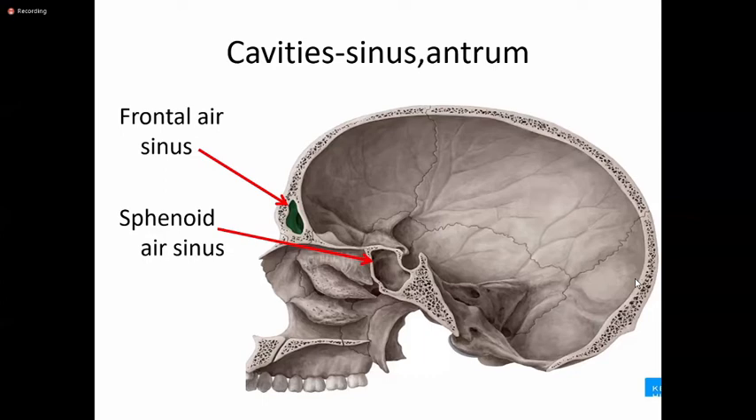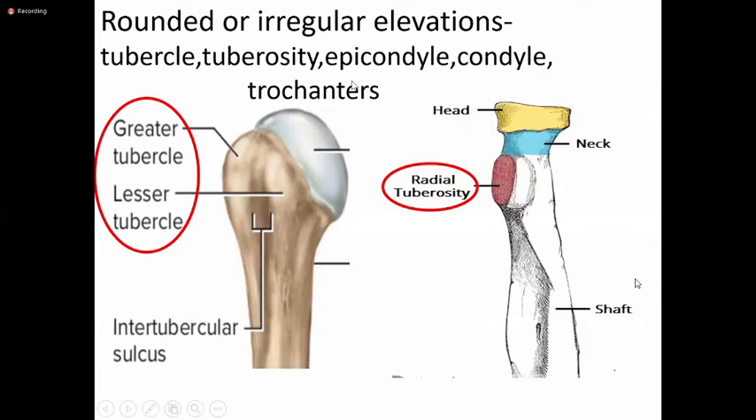Then sharper elevations, they come out of the bony surface, such as the spine of the scapula and the styloid process. It may be like a needle, which is a styloid process. Then if it is like a horn, it's called a cornu. Then if the elevation is rounded and has some breadth and length because they are larger, such as the greater and lesser tubercles, the radial tuberosity.